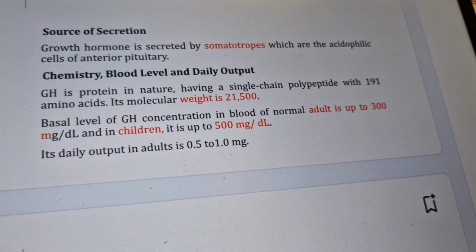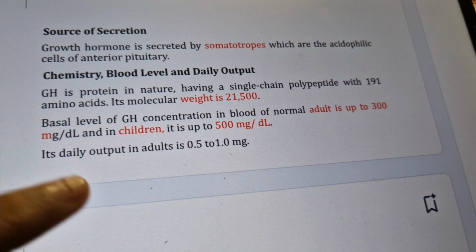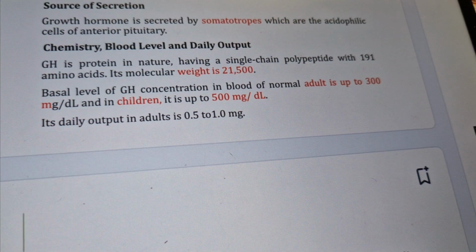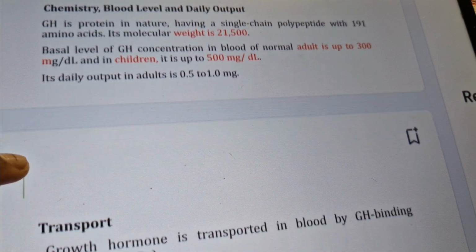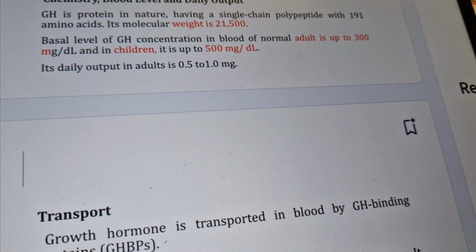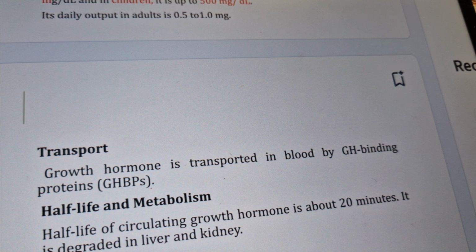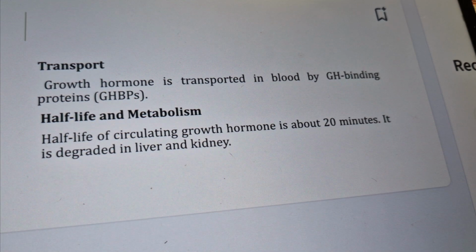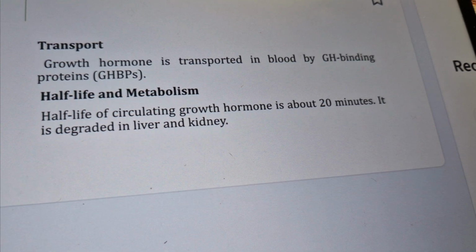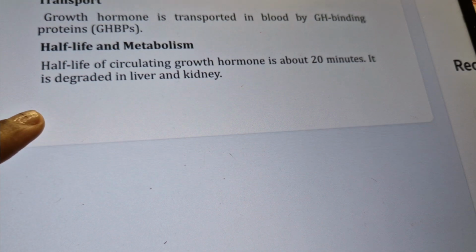Basal level of growth hormone, that is the concentration in the blood, in adults is 300 milligrams per deciliter, and in children it's up to 500 milligrams per deciliter. Daily output in adults is 0.5 to 1 milligram. Transportation: growth hormone is transported by binding with GH binding proteins. Half-life and metabolism: circulating half-life is about 20 minutes, and it is metabolized by the liver and the kidney, and excreted in the kidney.